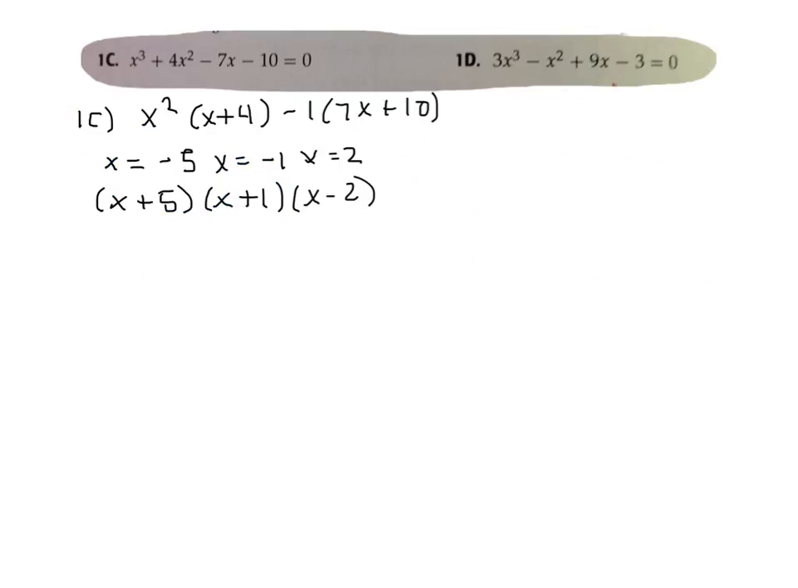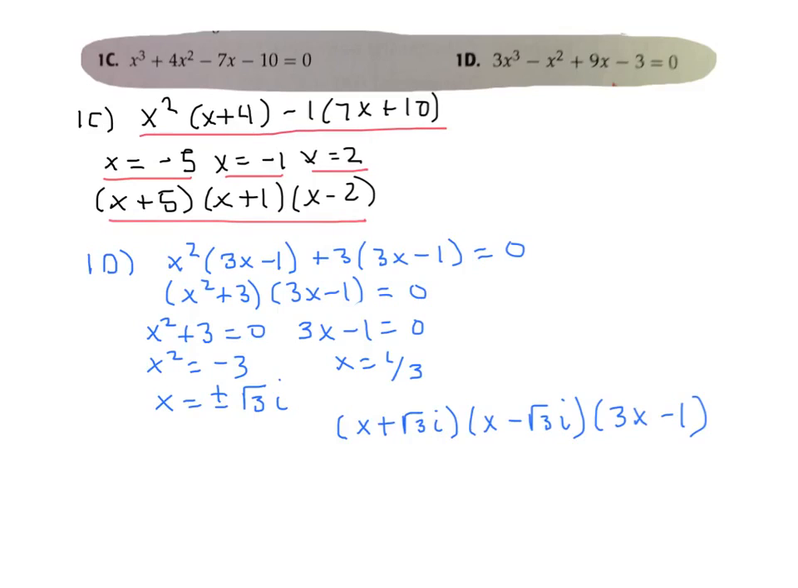The answer to 1C, if you try to factor it, you quickly find out that it does not factor. So if you put that in your y equals and graph it, you see a 0 at x equals negative 5, x equals negative 1, and x equals 2, and there is your factored form. Now let's look at 1D.